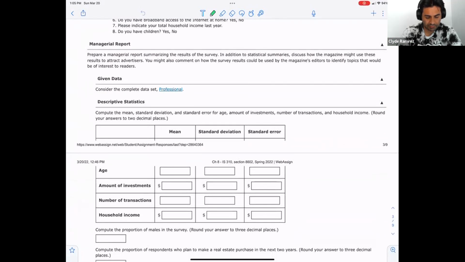The first thing says compute the mean, the standard deviation, and the standard error for age, amount of investments, number of transactions, and so on. Basically, this is all spreadsheet calculations.